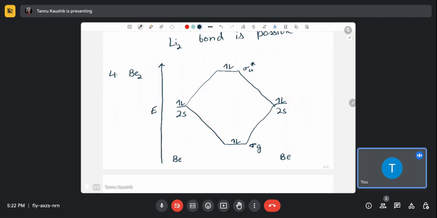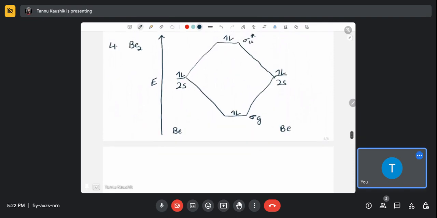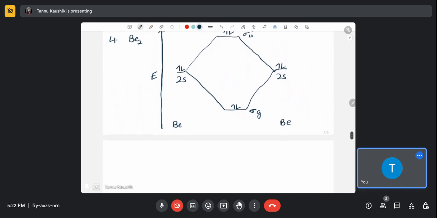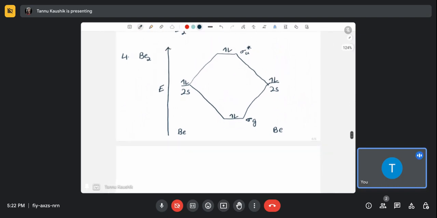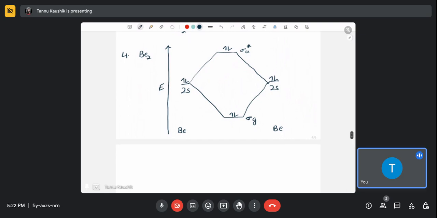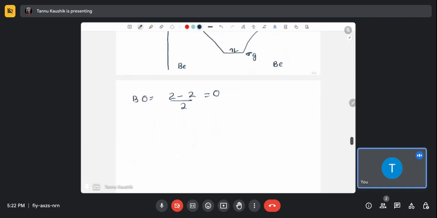So after electron filling in these molecular orbitals, we get both bonding molecular orbital and anti-bonding molecular orbital fully filled. So the bond order will be 2 minus 2 by 2 is equal to 0, which again shows that Be2, that is a beryllium bond, will not be possible.